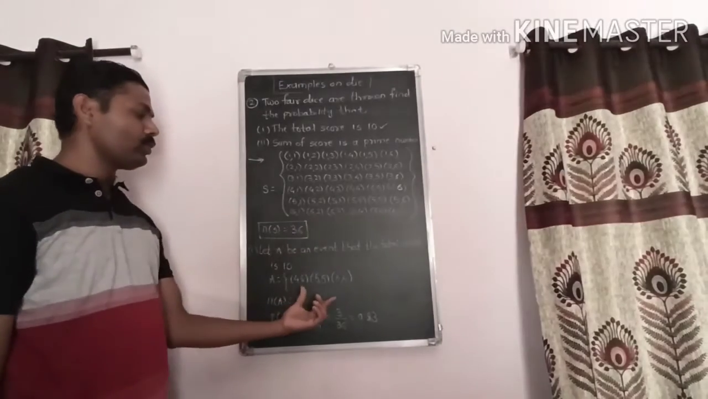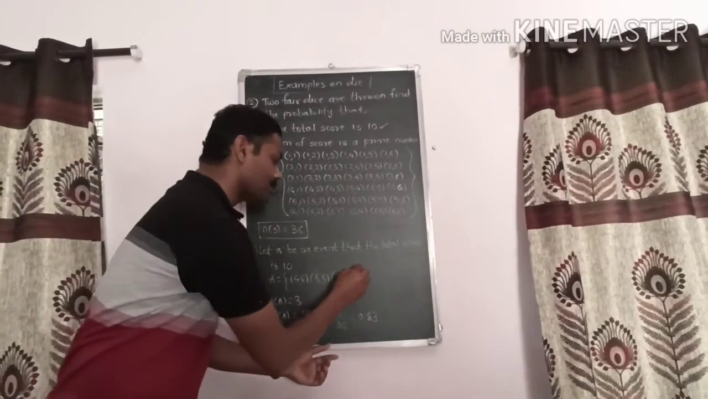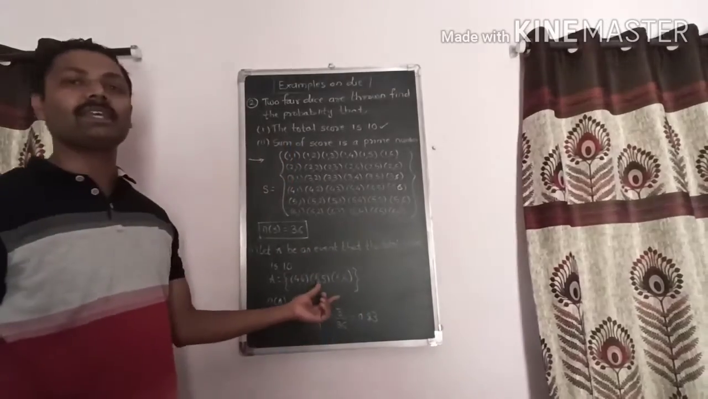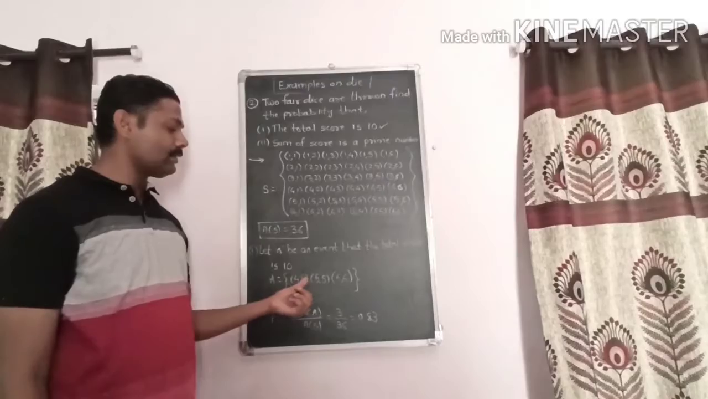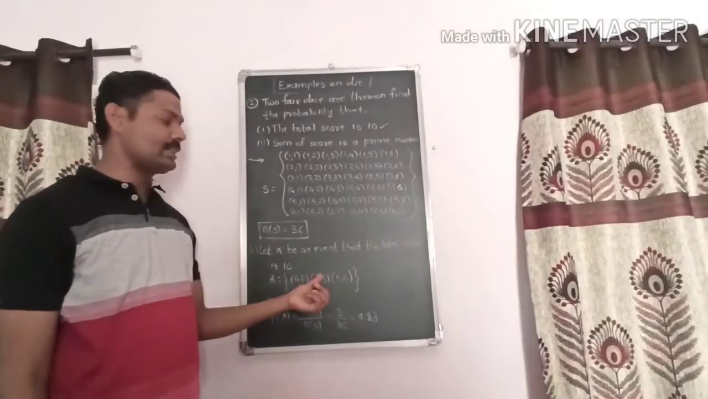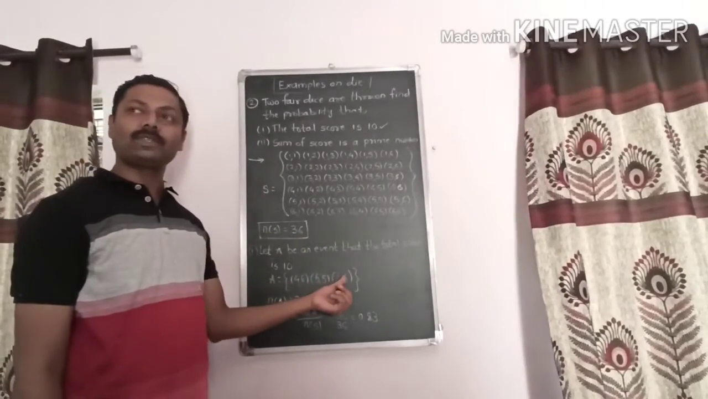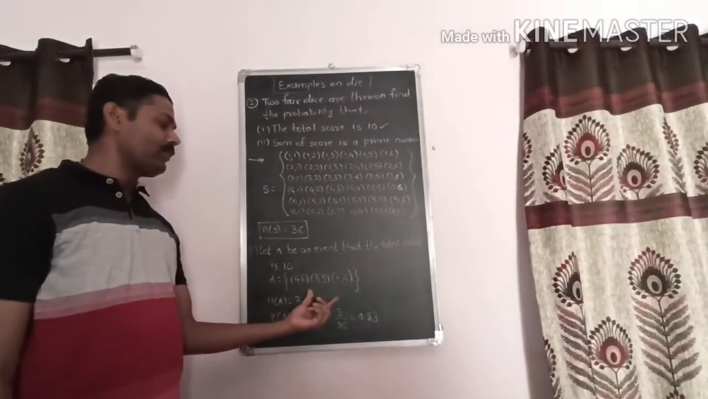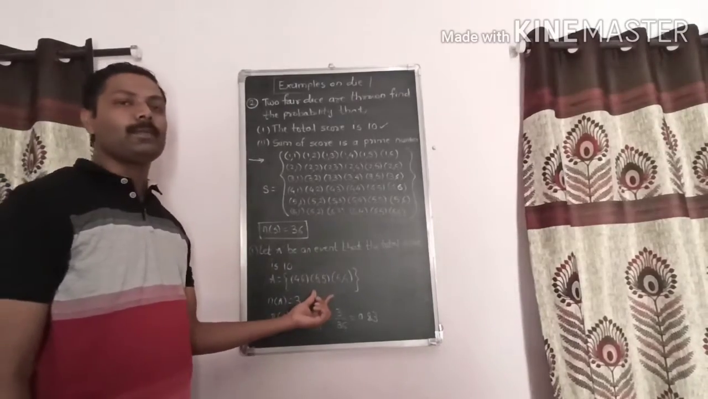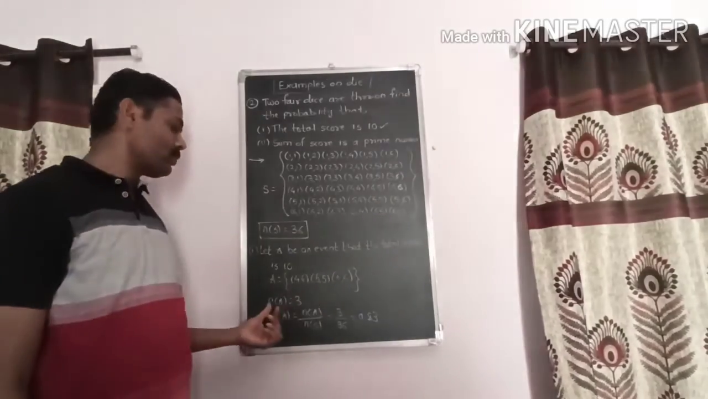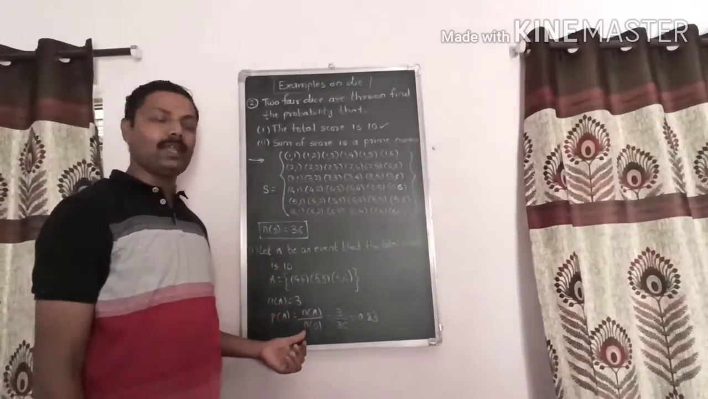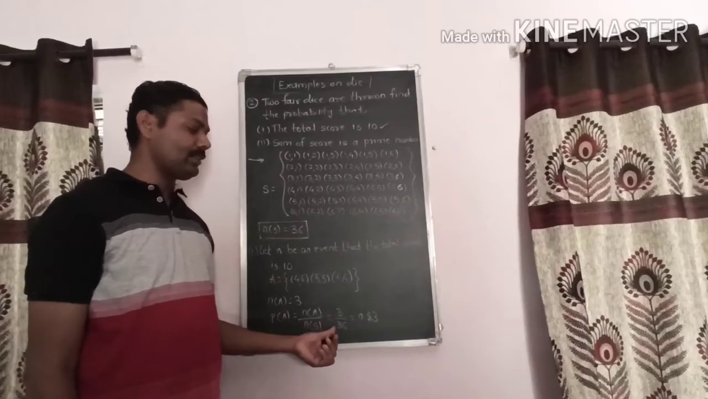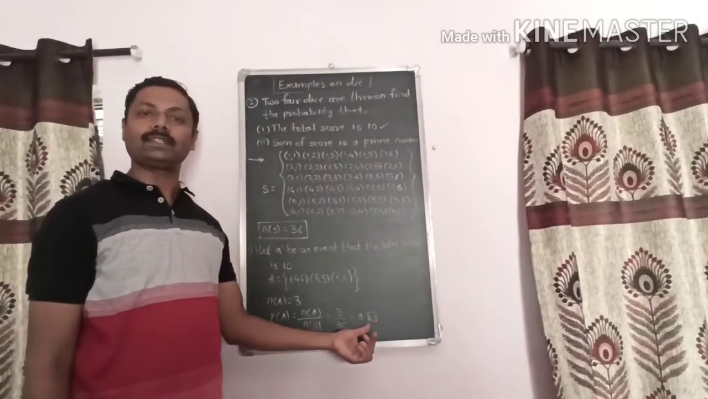Okay, so we are selecting these 3 pairs whose sum is 10. First pair is 4, 6. It means 4 plus 6 it is 10. 5, 5, 5 plus 5 it is 10. 6, 4, 6 plus 4 it is 10. So we have selected these 3 pairs whose sum is 10. So n of A is 3. P of A is n of A divided by n of S. 3 upon 36 it is 0.083.